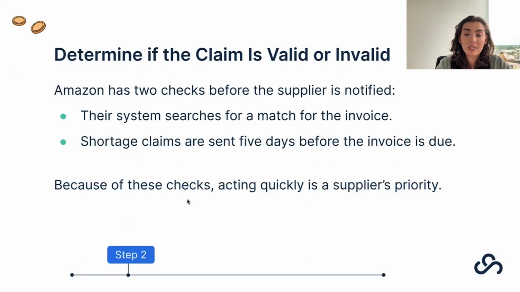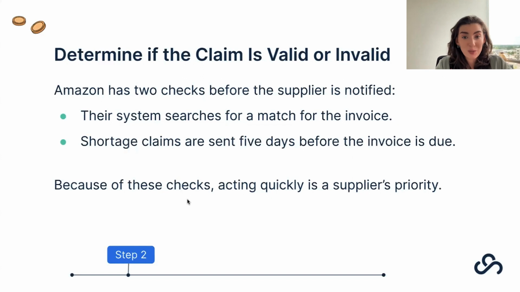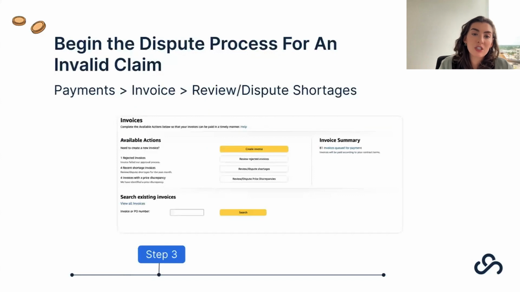So we talked a little bit about from the beginning, just make sure you're being notified. And once you're notified, go ahead and do a validity check. Is it valid? Yes, it's valid. We need to work on this root cause issue. We understand that. We're correcting it. Here's how we're doing it. Or is it invalid? Here's the proof documentation. I'm looking and seeing that that doesn't match what Amazon has said. Please pay back. So here's how you would actually create that dispute in the Vendor Central portal.